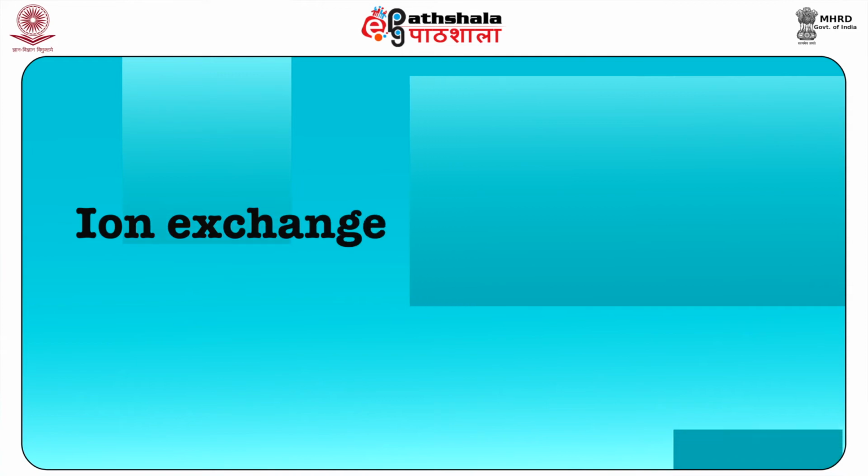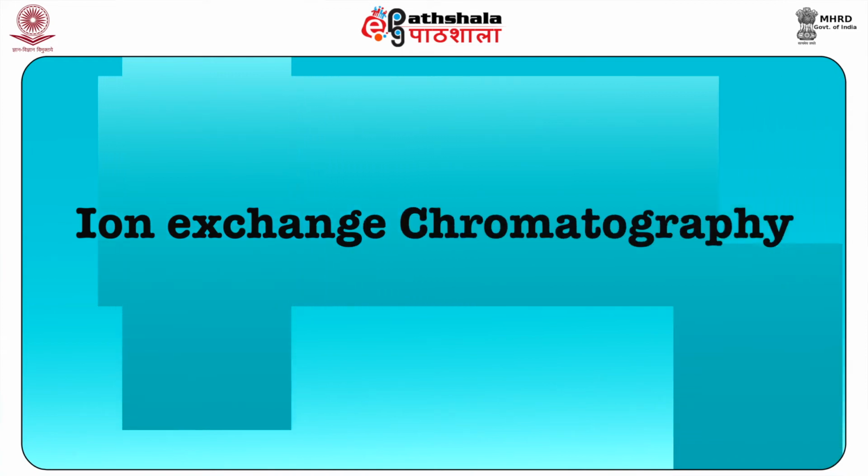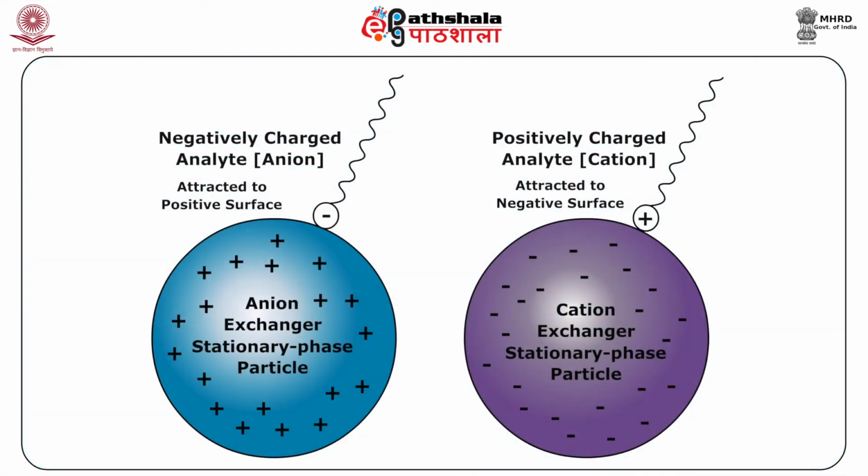Now, let's learn about ion exchange chromatography. This is our diagram depicting ion exchange chromatography. Ion exchange chromatography can be of two types, anion exchange or cation exchange, depending upon whether it is the positive charge being exchanged or the negative charge being exchanged. So, this ion exchange chromatography basically separates two proteins on the basis of charge.